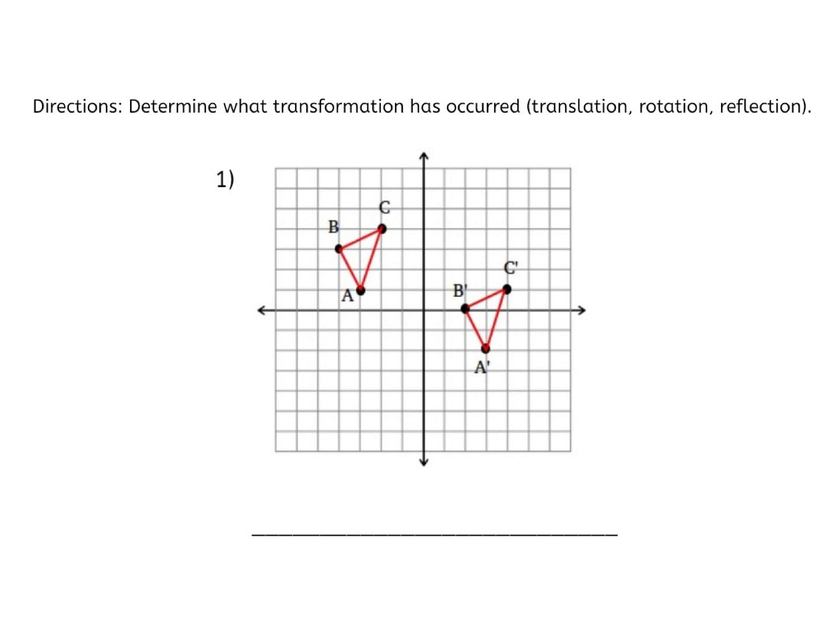For the front page, the directions say, determine what transformation has occurred. A translation, a rotation, or a reflection. So as a quick review, a translation is when the figure slides. It's either sliding up, down, left, or right. A rotation is when the figure turns, and it either turns clockwise or counterclockwise. And a reflection is a flip, and the figure flips typically over the x or the y-axis.